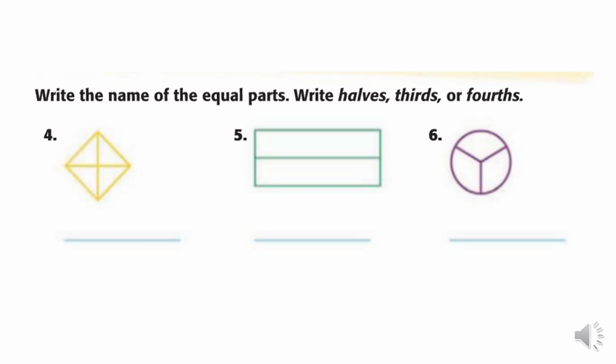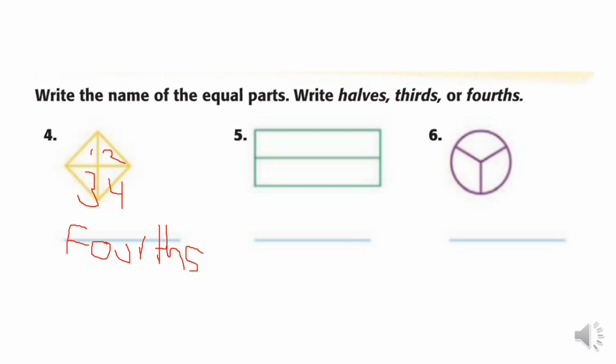And the last word is fourths. If it has the word fourth, what do you think it means? Yes, it means cuartas partes. Okay, so in number 4, how many parts do we have? Let's count them. It has 1, 2, 3, and 4. So we're going to write fourths because it has 4 parts. You're going to write it so beautifully in your book, unlike me.